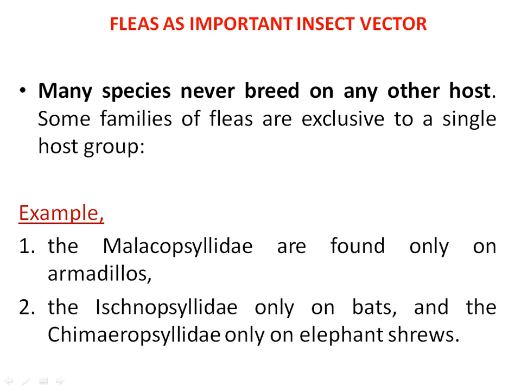The Ichnopsyllidae are found only on the bats. The members belonging to the family Ichnopsyllidae live only on bats. And the fleas belonging to the family Chimaeropsyllidae are found only on elephant shrews. So the specificity is very much present as far as the survival of fleas is concerned. They take food and shelter in only a particular group of hosts.